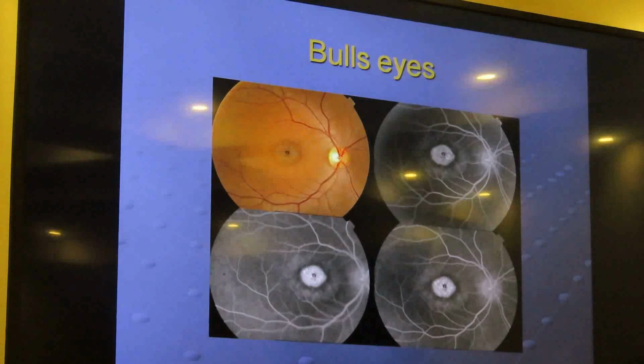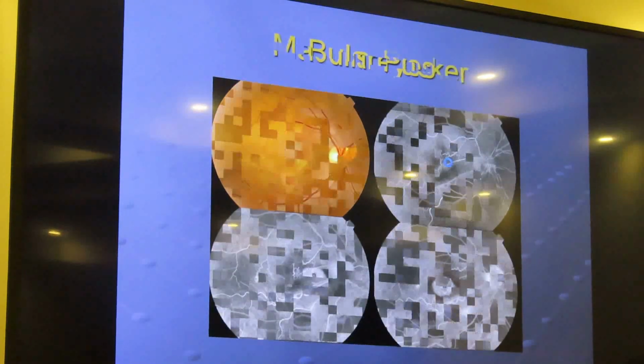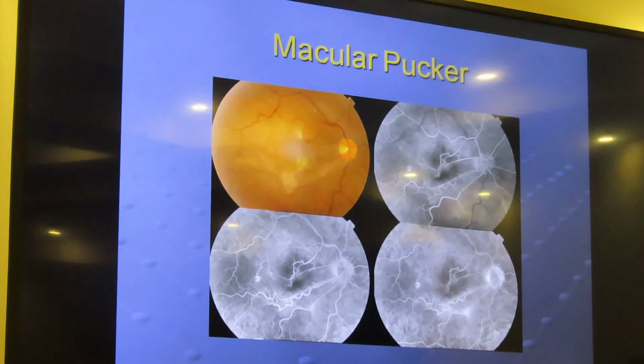This is the bull's eye. Ask the patient about the history of taking any drugs. Okay, the central area shows hyperpigmentation, then hypopigmentation, then hyperpigmentation. There are many differential diagnoses for bull's eye. Bull's eye also occurs away from the drugs.